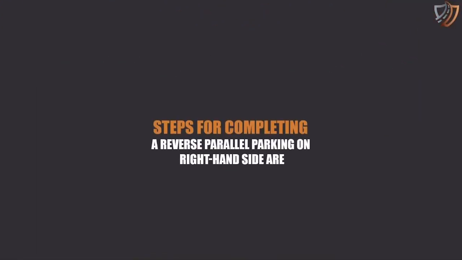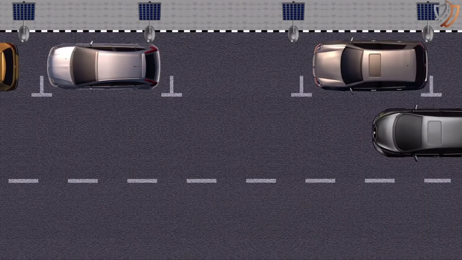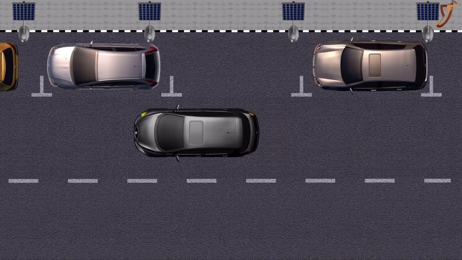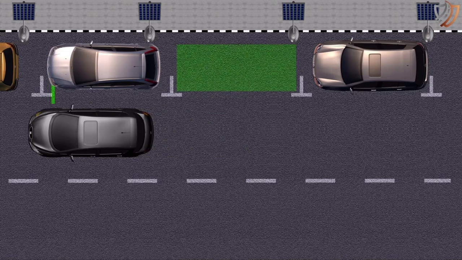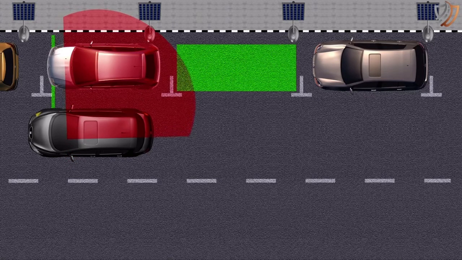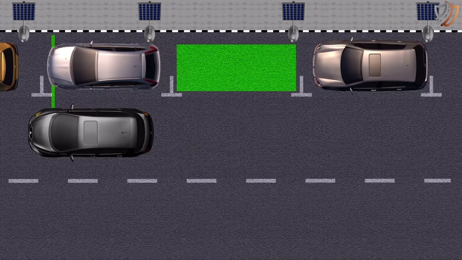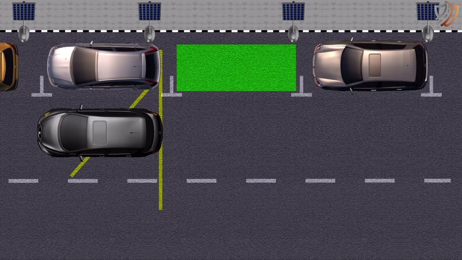Steps for completing a reverse parallel parking on right-hand side are: follow the MSPSL routine and stop the vehicle parallel to the parked vehicle approximately 1 meter away. Keep the right signal on until the vehicle is inside the parking bay. Check mirrors and both blind spots. While looking over right shoulder, reverse slowly until the rear bumper of the vehicle passes the rear bumper of the parked vehicle. This is when the tail light of the parked vehicle just appears in the rear quarter glass window.